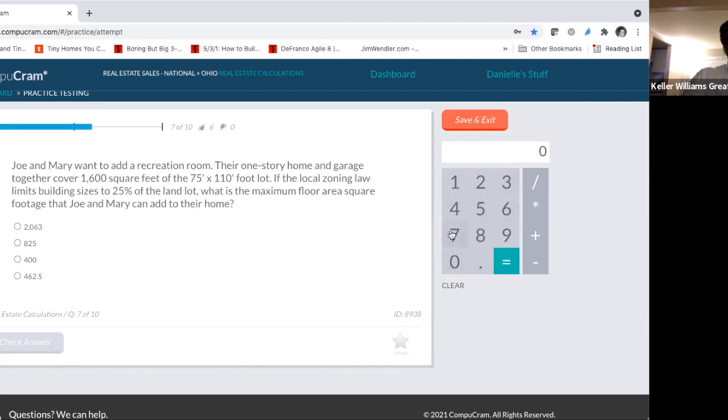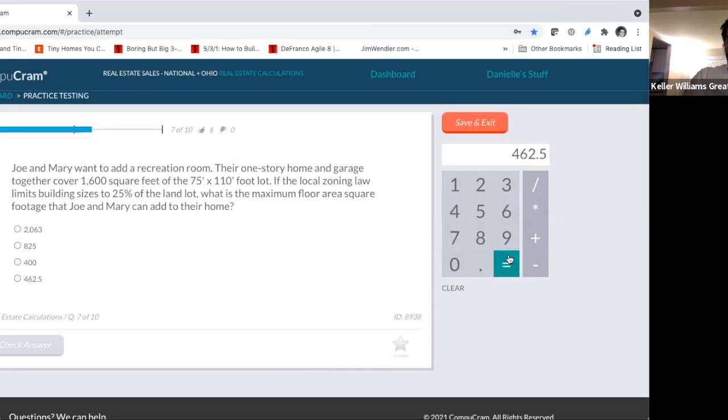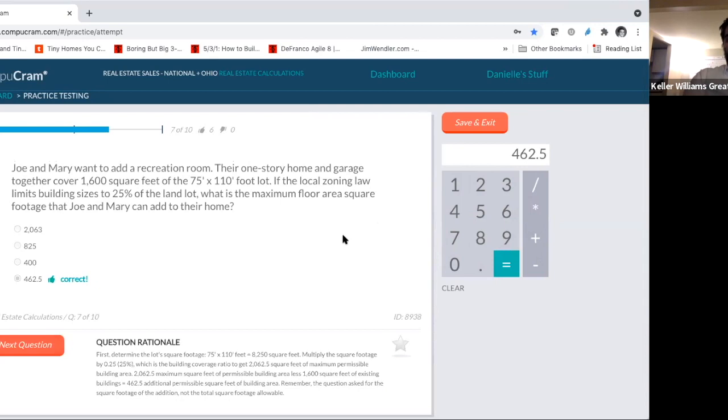So first thing we need to do is say 75 times 110, right? I need to know the total square footage of the lot. Then I need to multiply that by 0.25 because of this zoning law. That gives me 25%. So that's 2,062.5 feet. And now I know the size of the existing home is 1,600, so I back that out. And I can build a property that's 462.5 square feet, right?